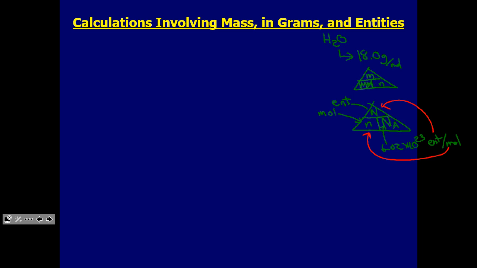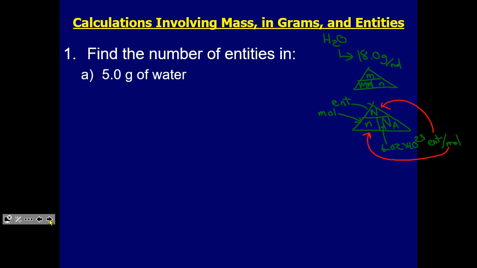Okay, so essentially in these questions that I want to do quickly, I'm going to have to use two triangles, and the connection between the triangles is moles. And in chemistry, everything goes through moles. Moles are the way we deal with things. So when we're given a number, we're usually thinking about how many moles it is, unless we've been told how many moles it is. So let's find the number of entities in 5 grams of water.